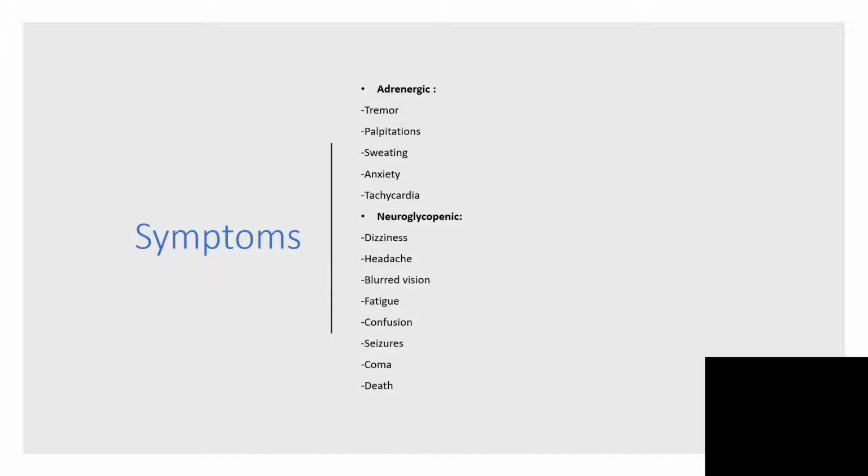Neuroglycopenic symptoms: dizziness, headache, blurred vision, becomes tired, becomes confused, and can get worse and have seizures, then becomes unconscious, goes into coma, and if the diagnosis is not made on time and correction made quickly, death.